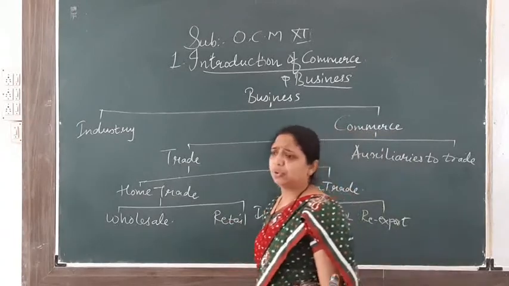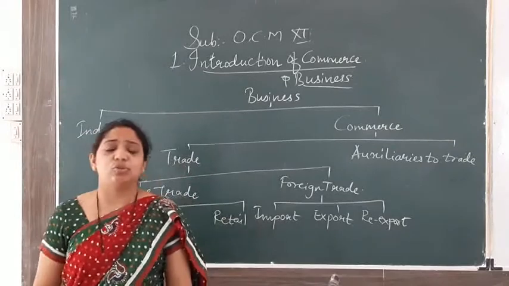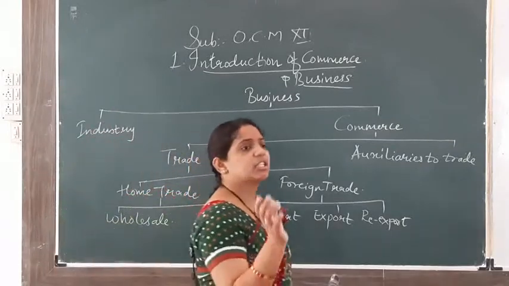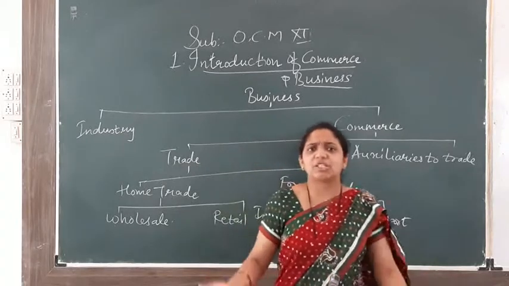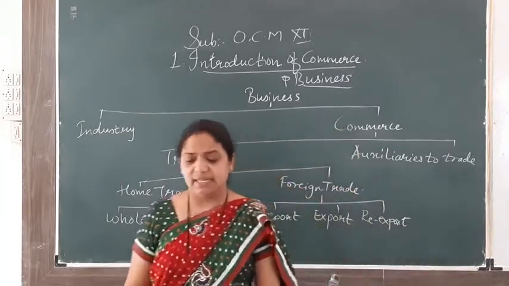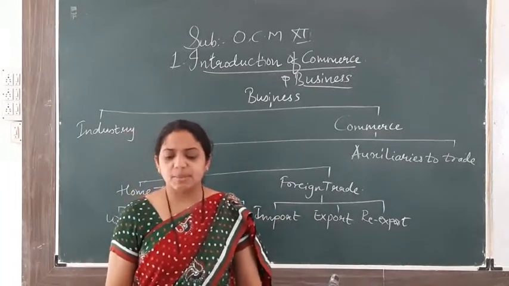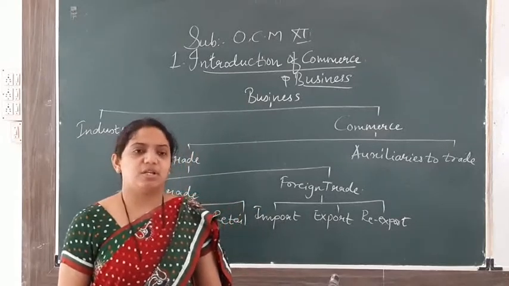Now, who is a retailer? A retailer is a third person. A retailer cannot buy directly from the producer. A retailer always purchases from the wholesaler in small quantities because he doesn't have that much capital. The person who does retail trade is called a retailer. Retail trade is a business activity associated with the sale of goods to the final consumer.